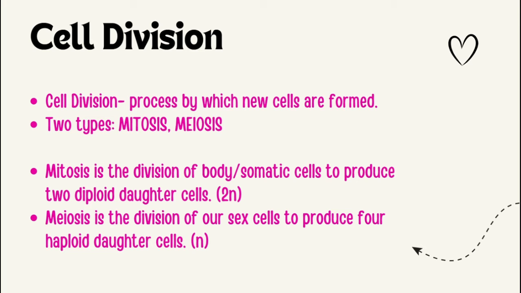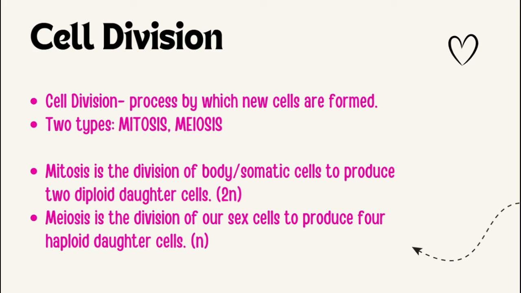Mitosis, that's where our body cells, slash somatic cells, divide. The word somatic is really talking about body cells, so body and somatic, same thing. So in mitosis, body cells or somatic cells divide to produce two diploid daughter cells. So we know that the end result of mitosis is going to be 2, and it's represented by 2n.